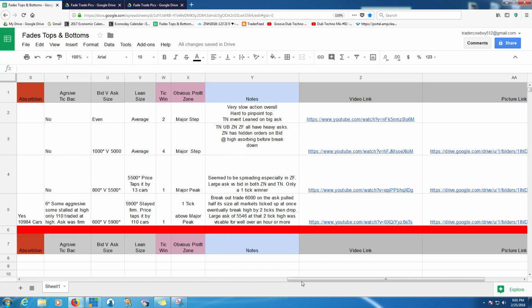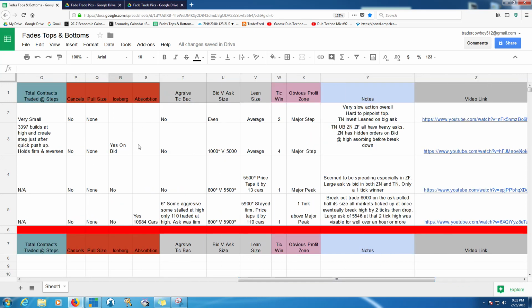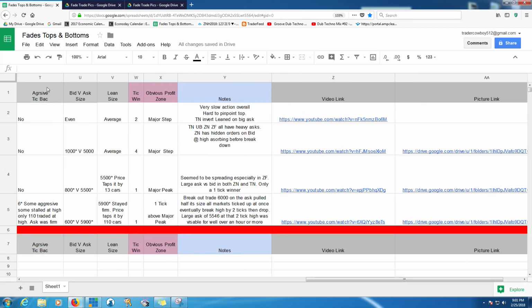So I added the absorbing later. That's why there's nothing here. There's no information there. So this has obviously been a work in progress, and I added columns. And then just notes, whatever you think's good. So like this one, breakout trade 6,000 on ask, pulled half its size. All markets ticked up at once, eventually break high by 2 ticks, then drop large. Large ask of 5,546 at that 2-tick high was visible for well over an hour or more. So that may be confusing to you, but it makes sense to me. And it's just notes, whatever you want to put there.